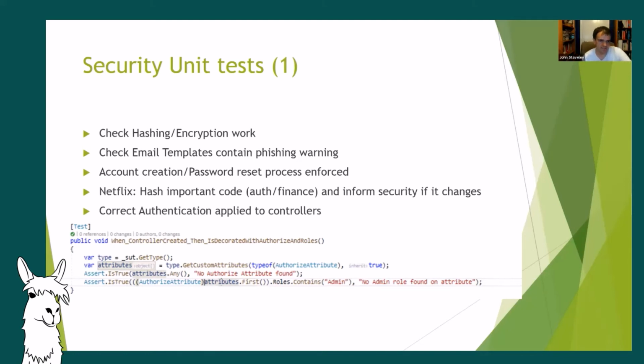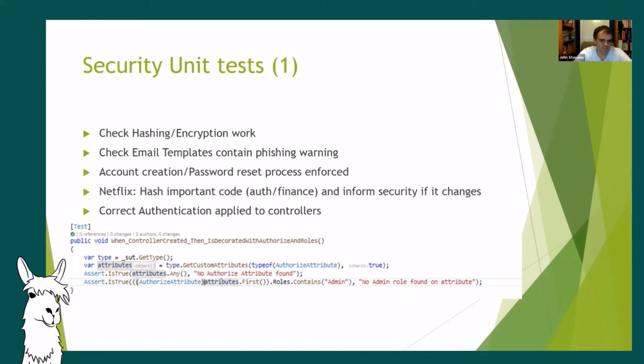Organizations like Netflix hash important code, like the auth components and the finance components. So if anyone decides they're going to change those, it emails security and lets them know that developers are making changes to it, so they can check that.